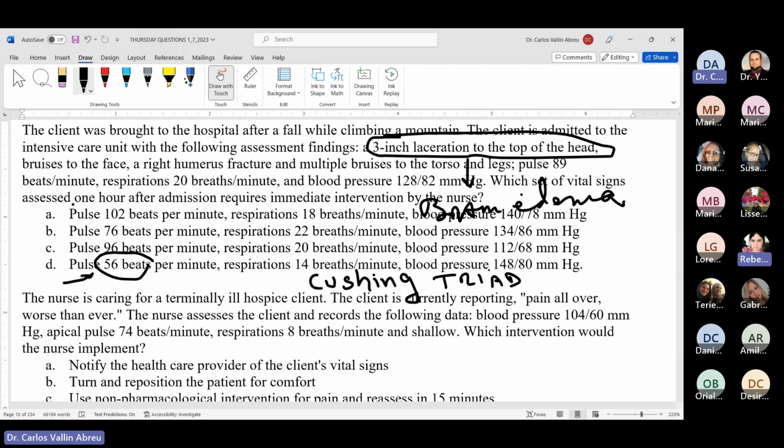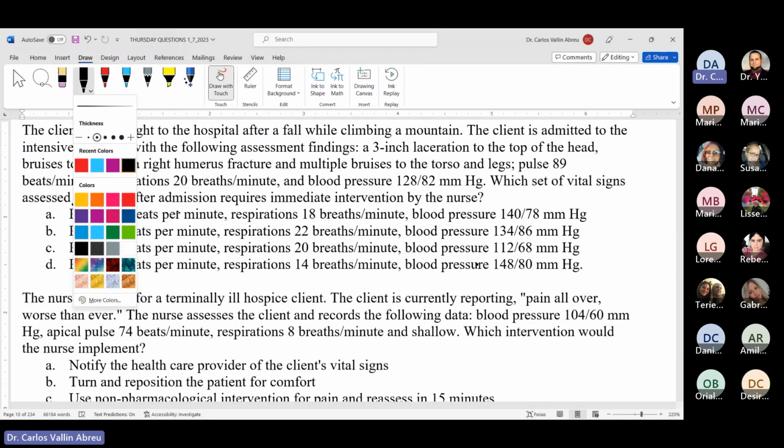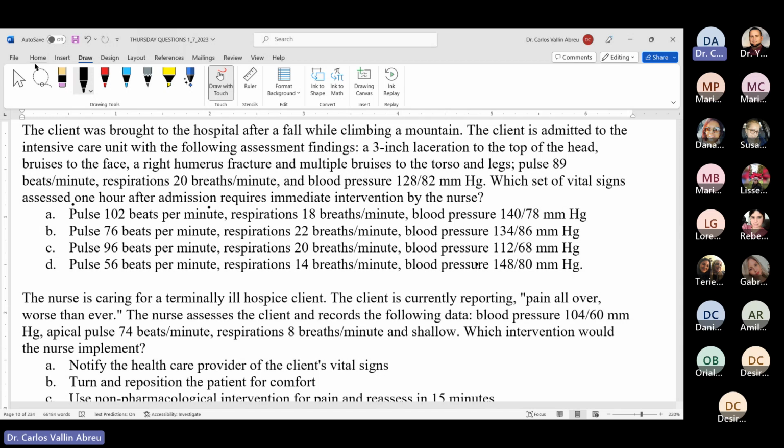And then we notice that there is a depression of the respiration, bradypnea, and an increased systolic with a persistent diastolic. It suggests Cushing triad. So yes, it's D, suspecting Cushing triad. Why do I disagree with autonomic dysreflexia? I want to discuss this with you because it has been tested very frequently.